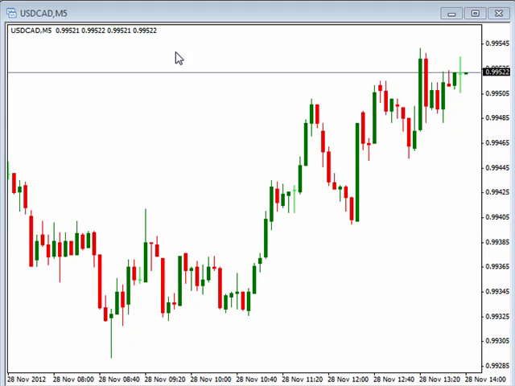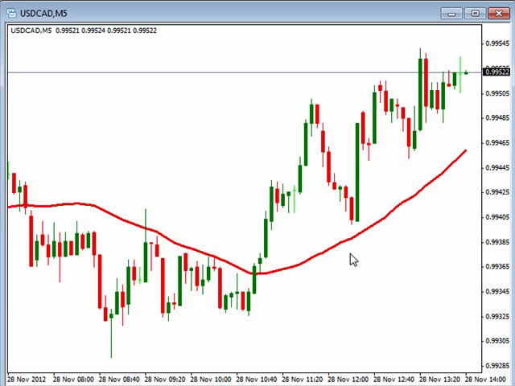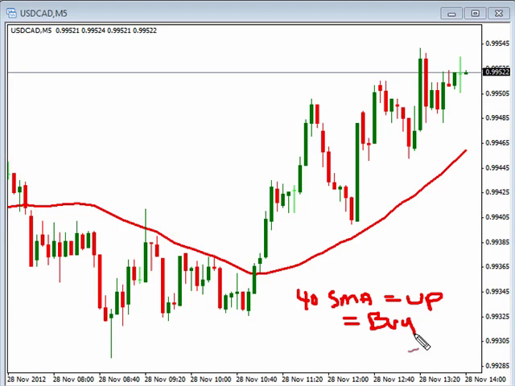So on a 5-minute chart, we can put something on to help us identify the trend. We'll use a 40-period simple moving average. If this 40 SMA is up, then we're going to buy if it is at support.